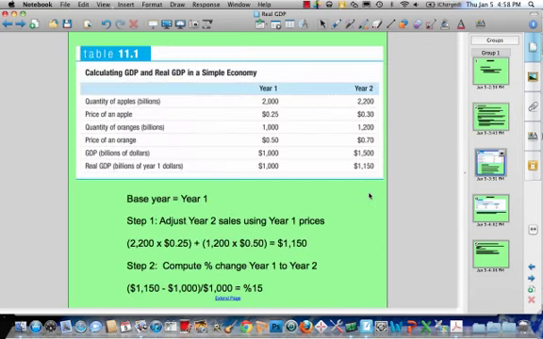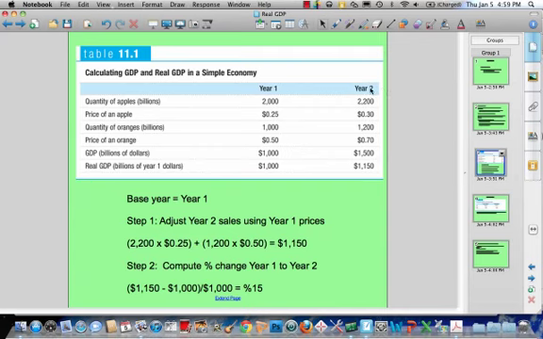Let's use an example of how we calculate GDP and real GDP. In this case, we have a very simple economy. You only have two products being produced: one is apples and one is oranges. So in year one, which we're considering our base year, we have 2 billion apples at a quarter each. We have 1 billion oranges at 50 cents each. The GDP in billions of dollars is $1 billion, using this times this plus this times this. Real GDP using year one dollars, of course, is also 1 billion.